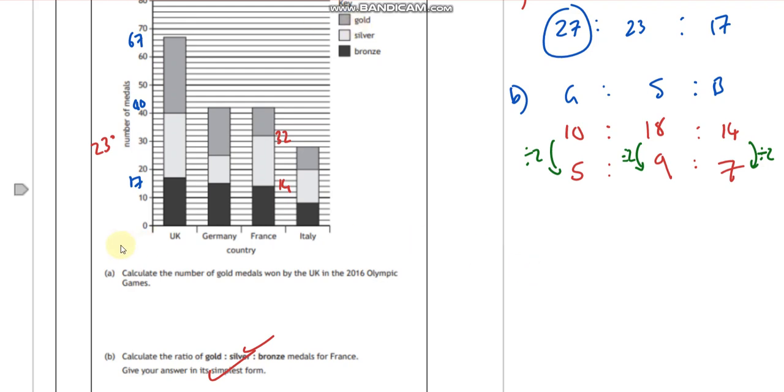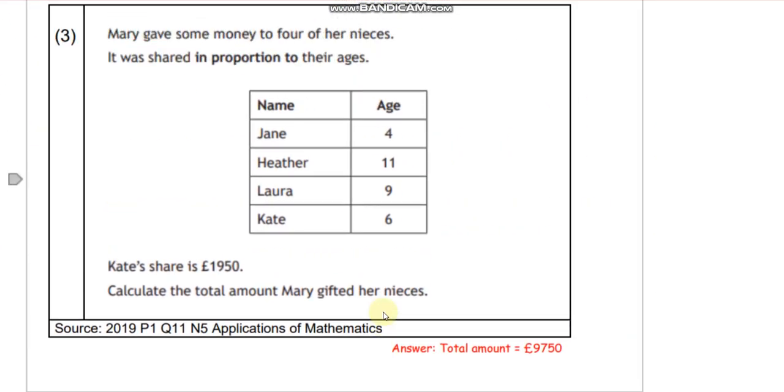Okay, and that's our introduction to ratios. So let's have a look at another question. Have a little read at that.